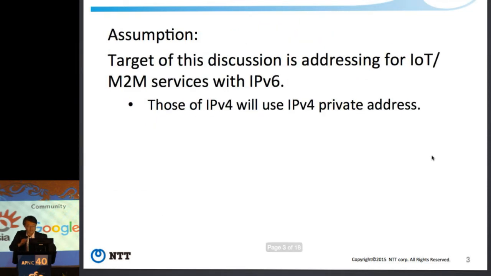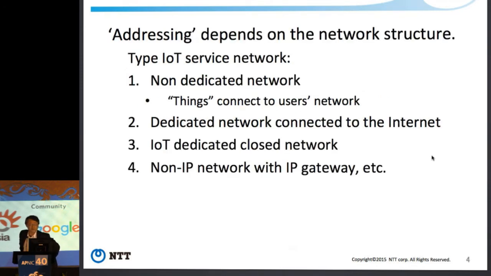Here, addressing IoT, I would like to discuss that, but one assumption is that I would like to discuss only the IPv6 address issue, because in the IPv4 case, we can use only private addresses and no other address blocks for this purpose. So I would like to discuss IPv6 policy. To hold this discussion, addressing highly depends on the network structure, so I will show you some IoT service network examples.